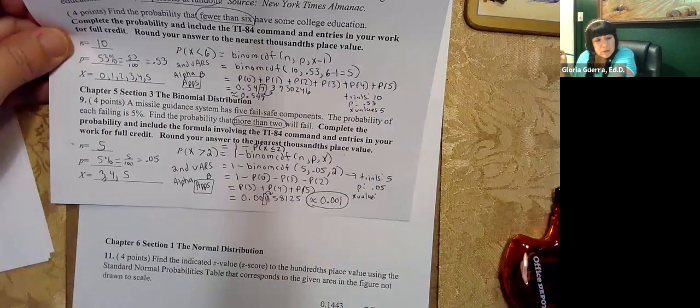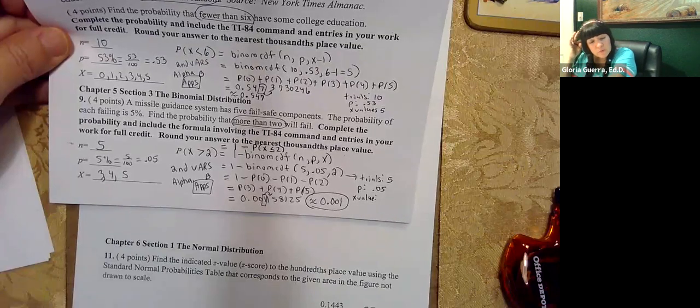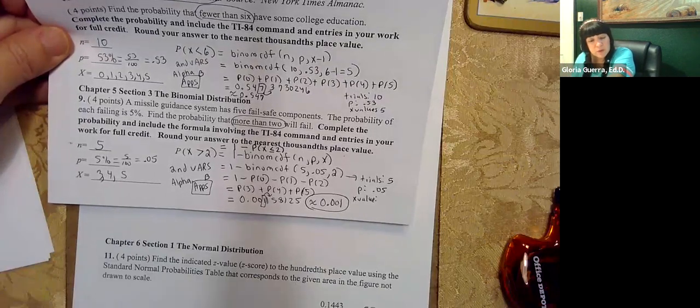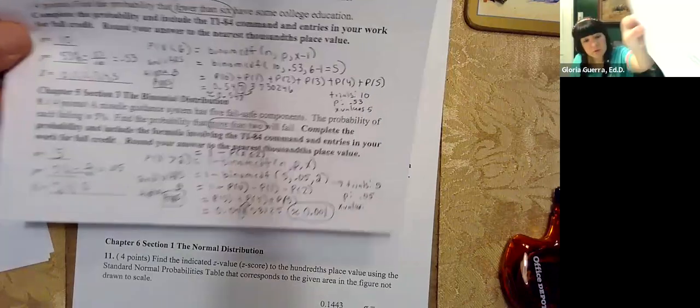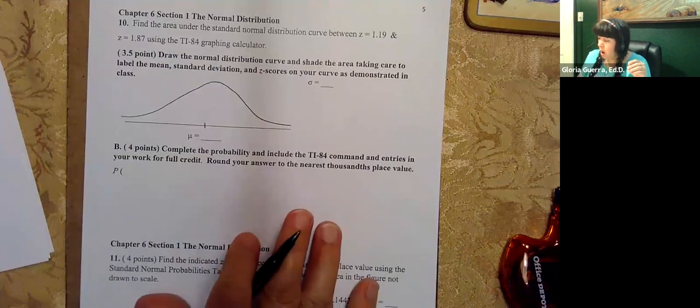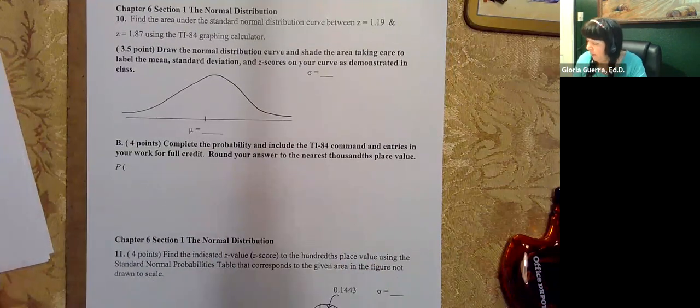Okay, so let's see. Next one, number 10 says, find the area under the standard normal distribution curve between z equals 1.19 and z equals 1.87 using the graphing calculator. They want you to draw a normal distribution curve, shade the area, taking care to label the mean, the standard deviation, and the z-scores on your curve. It's demonstrated in class.